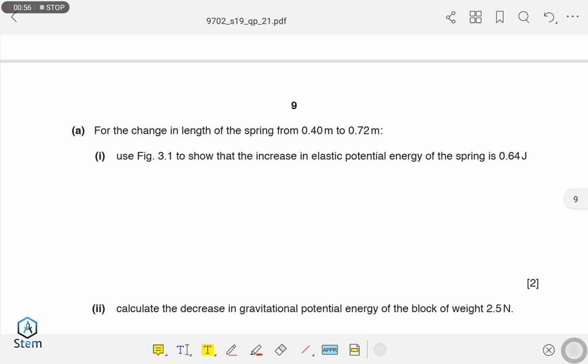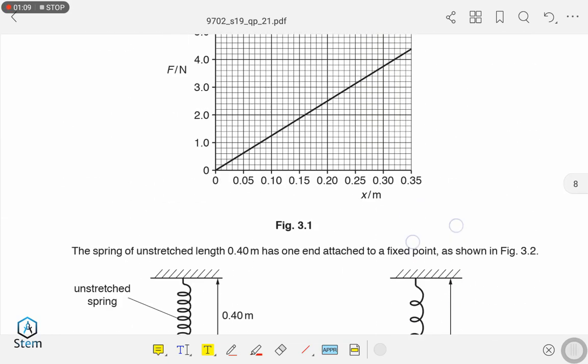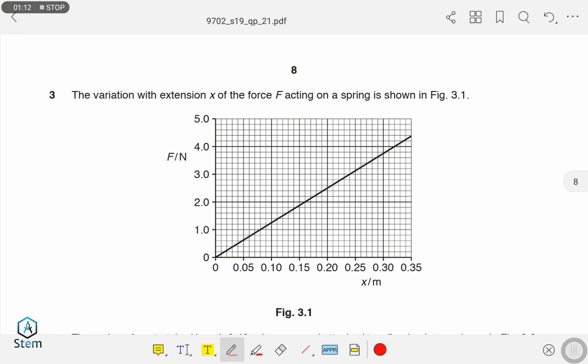For the change in length of the spring from 0.4 meters to 0.72 meters, use Fig 3.1 to show that the increase in elastic potential energy in the spring is 0.64 joules. Alright. Increase in elastic potential energy. The energy that is stored in a stretched spring is equal to, first equation, 1 over 2 k x squared, where k is the spring constant and x is the extension.